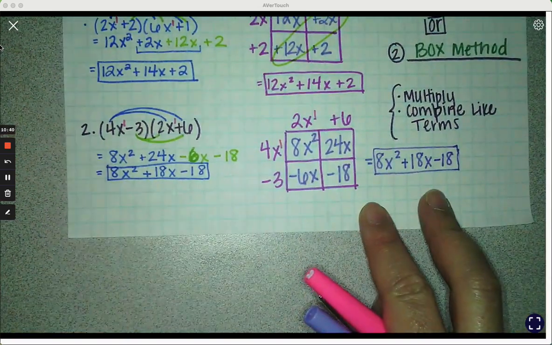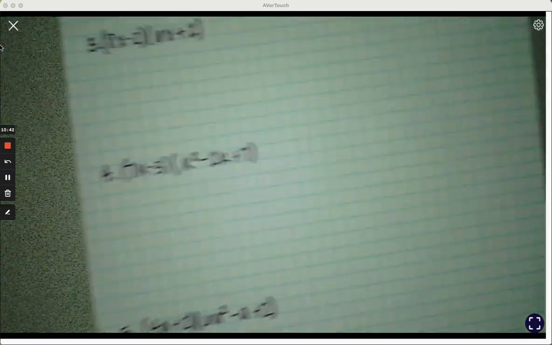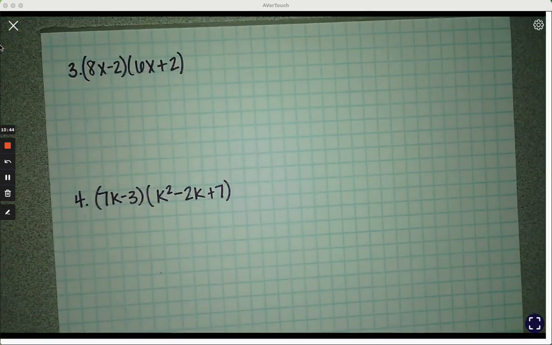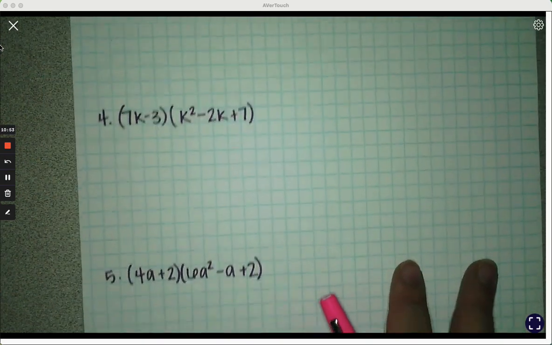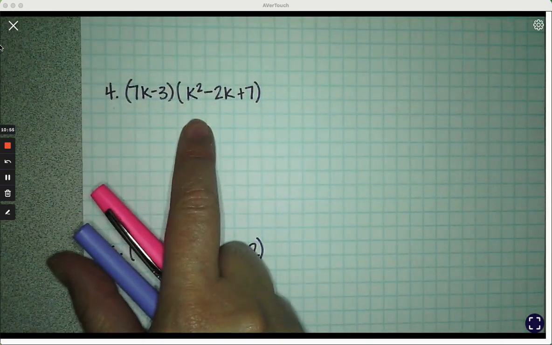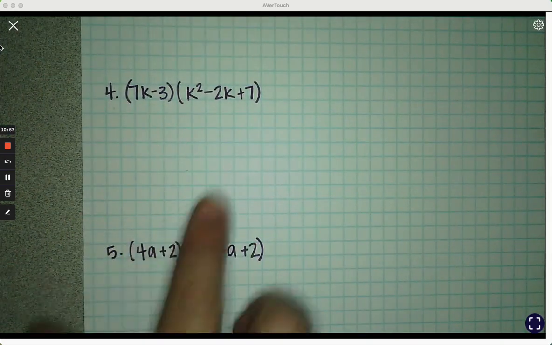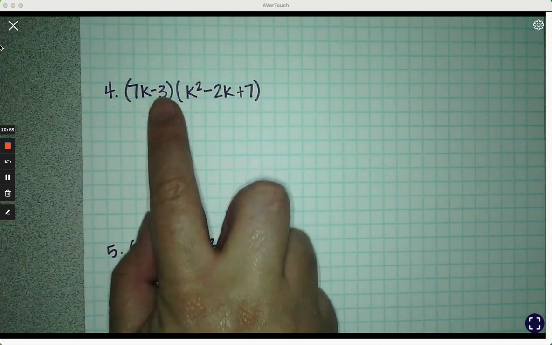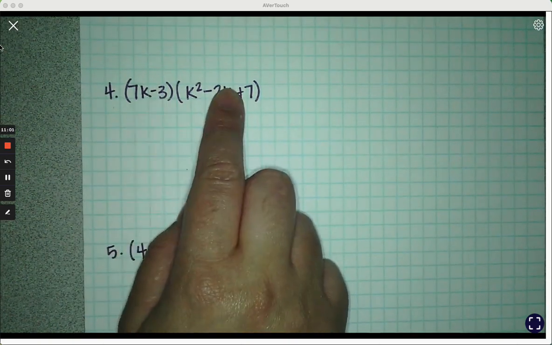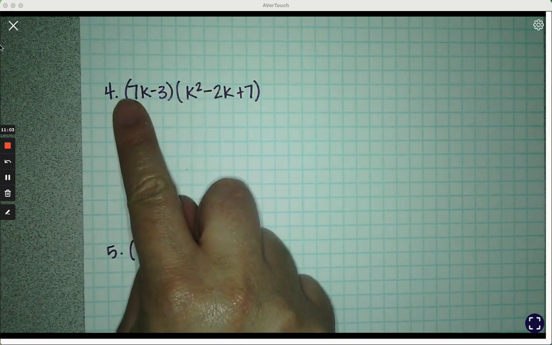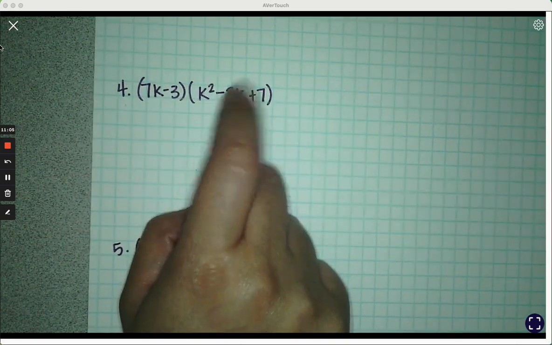All right. Now I'm going to leave example number 3 for you guys to do, and I want you to either show me your notes or check in with me to see if you got it correct. But I do want to show you very quickly how we're going to do a problem like this where we have a binomial times a trinomial. Okay, so we have 2 terms times 3 terms.